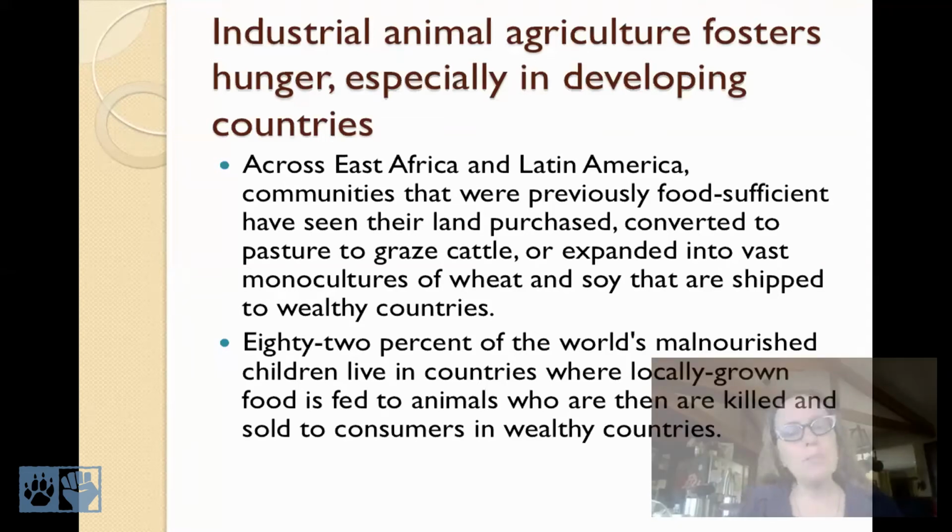So as a result of this, 82% of the world's malnourished children live in countries where locally grown food, instead of being eaten by humans, is fed to animals who are then killed and sold to consumers in wealthy countries. This is the way that this system actually exacerbates hunger.